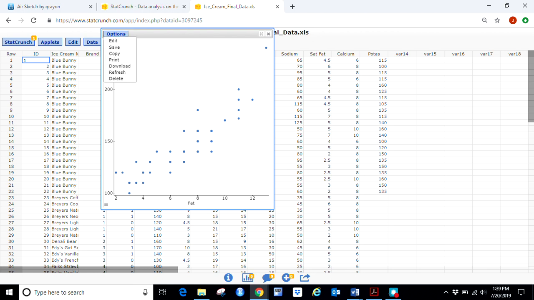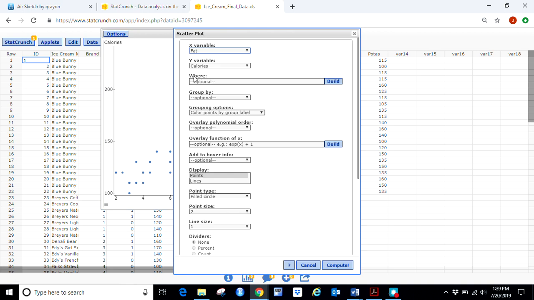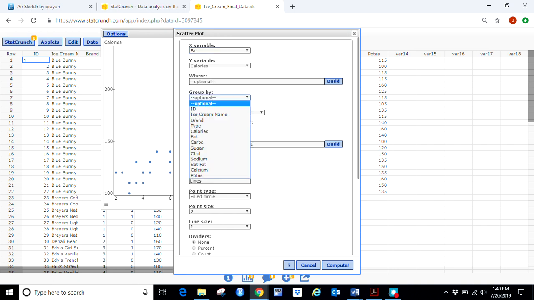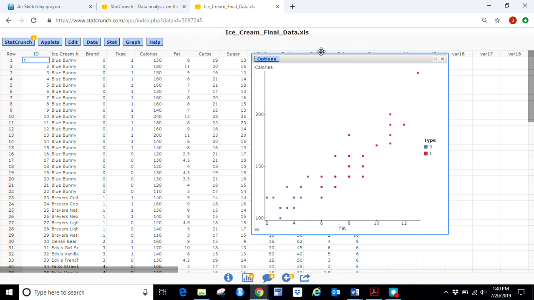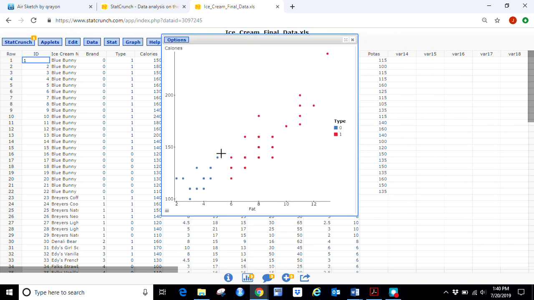To get the grouping graph I had for the males versus females, I'm grouping by a categorical variable here. For example, I'm going to use type, because all the blues here are low fat or light ice cream, and all the reds are regular types of ice cream. So you see a very strong separation between those two groups there as well. So that's looking at scatter plots and how to create them. We'll start looking at some examples in the next video.